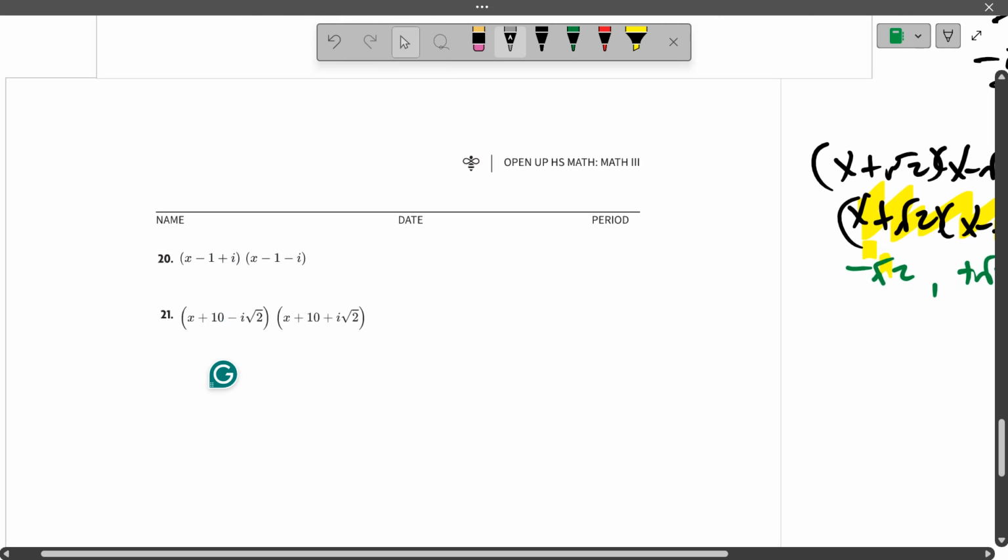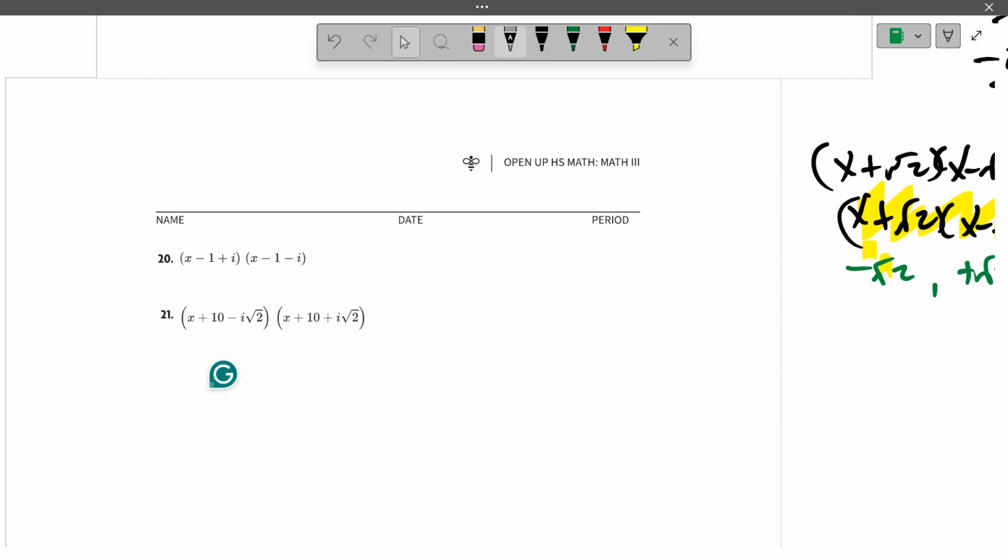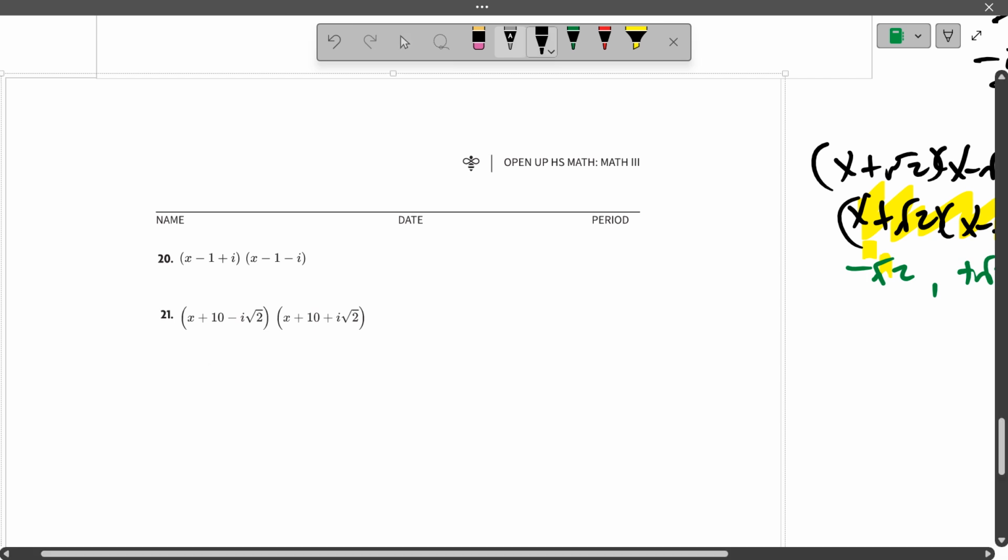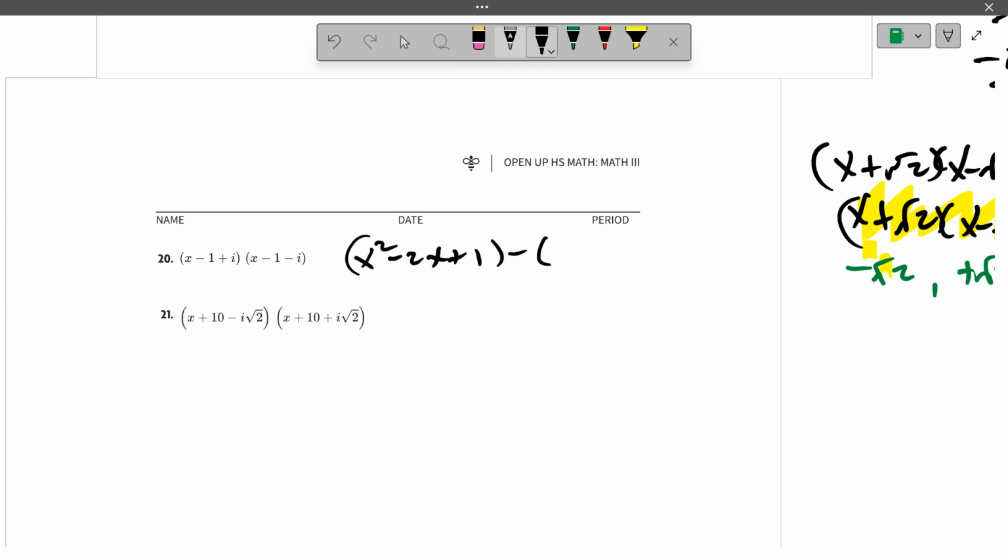And these last two, I think these last two are going to work pretty much the same way. So I'm going to take x minus 1 times x minus 1, which is x squared minus 2x plus 1, minus positive i times negative i, which is negative i squared. But what's that worth? Minus i squared is minus negative 1. So this is x squared minus 2x plus 2.